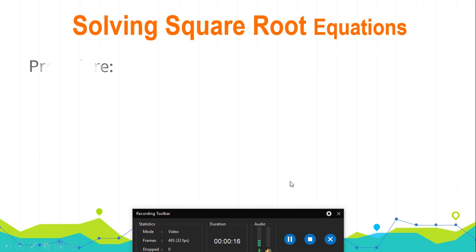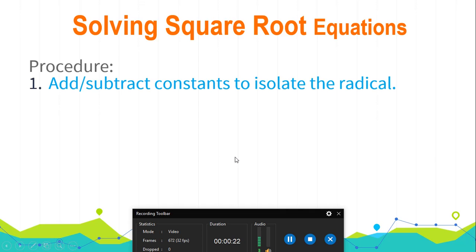All right, let's go through the process that we're going to use to solve our square root radicals. Ultimately, the goal is to isolate the square root radical. So if you see any constants hanging around, we want to add or subtract those so that we can start to get that square root radical isolated.